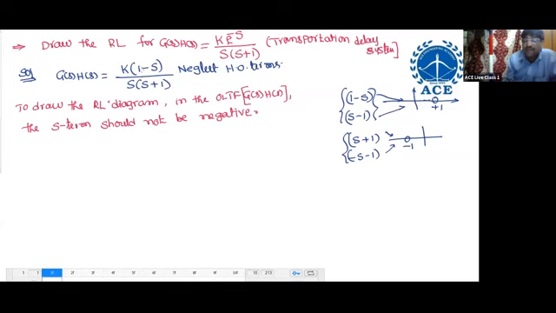So that means the minus sign you have to take common, either in the numerator or in the denominator. For example, here 1 minus s is there. That minus sign should be taken common. So that means minus K into (s minus 1) divided by s into (s plus 1). To this we have to draw the root locus diagram.